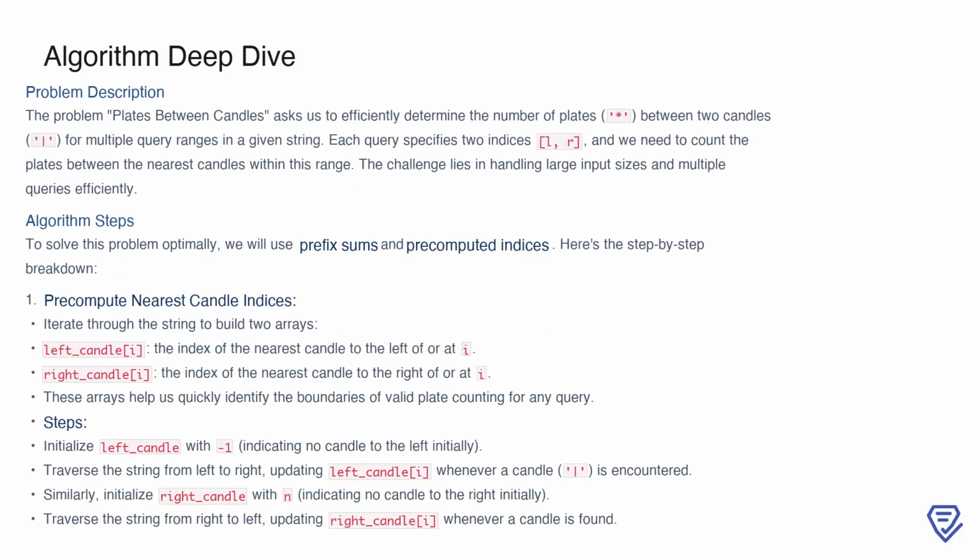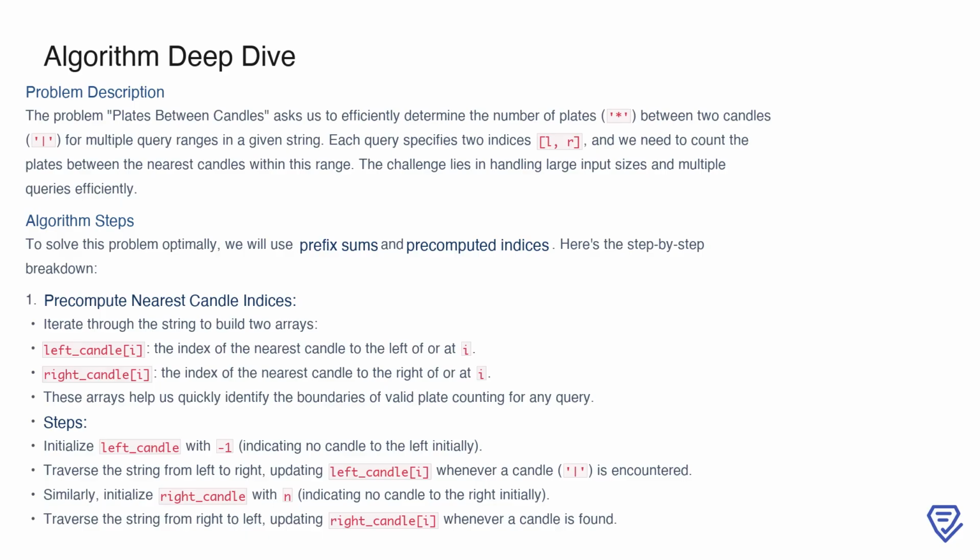The problem plates between candles challenges us to efficiently count the number of plates, represented by asterisks, that are located between two candles, represented by vertical bars, for a series of queries within a string. A query specifies two indices, and we need to determine the count of plates between the nearest candles within that range. The difficulty lies in efficiently handling large input sizes and multiple queries. To achieve this, we use a combination of prefix sums and pre-computed indices.